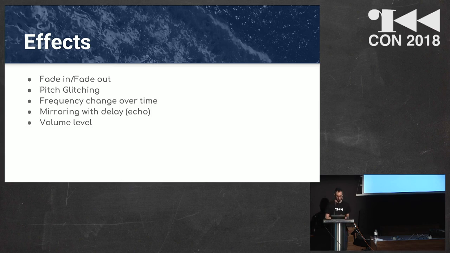So let's talk about the effects. There are different effects that you can apply to the wave. Some of them can be applied before you create the wave. Some of them can be applied after. So, for example, we can use pitch glitching to change the pitch over time. Depending on the distance from the original point, you can decide to change the pitch, which means the distance of the waves. But you can also change the amplitude over time.